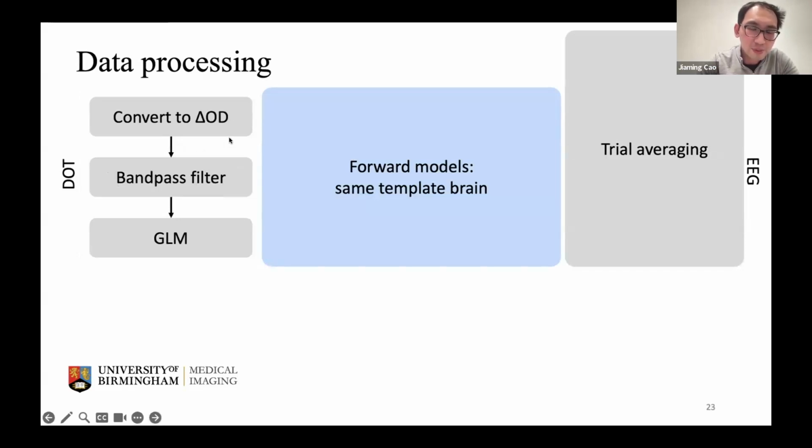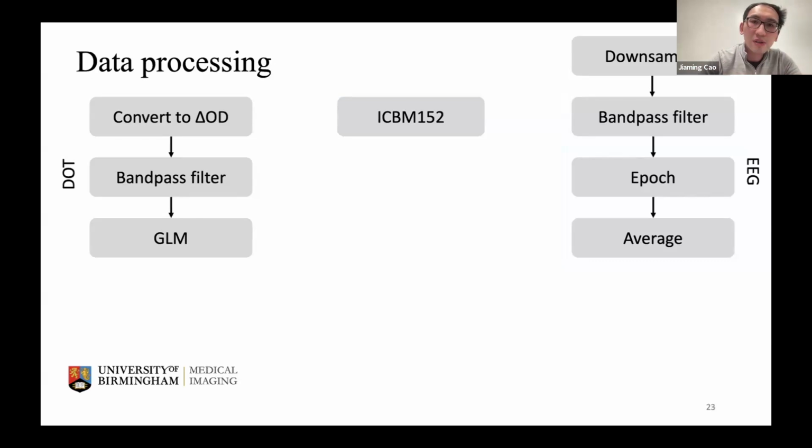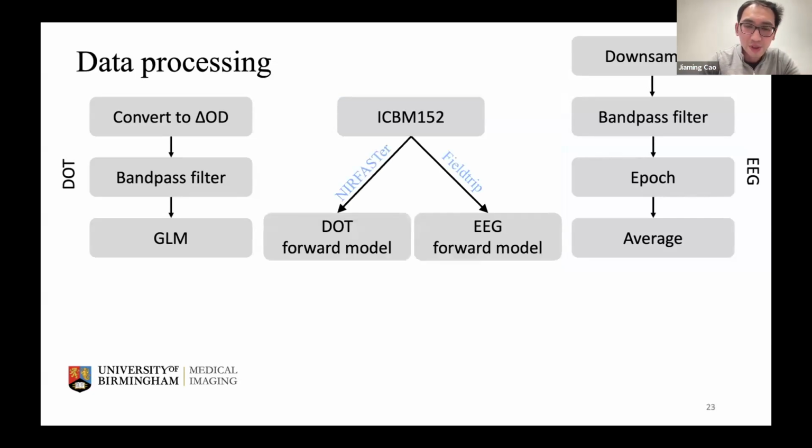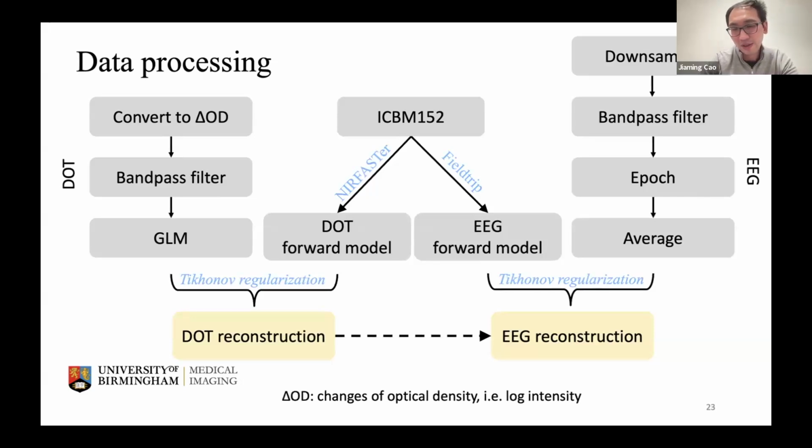We convert it to optical density changes, bandpass filter, and then we have this GLM model. EEG is a very similar standard procedure where we do this epoch averaging. So the results that we present will be on an averaged epoch that contains one left and one right checkerboard position. And this forward model is constructed from this ICBM 152 brain atlas, and then we use NIRFASTer, which I will discuss later, and FieldTrip to construct the forward models for the two different modalities, respectively. And they're reconstructed using Tikhonov regularization. That's the baseline reconstruction. And the baseline, the classic reconstruction of DOT, will then be used as the spatial prior of the EEG reconstruction, in which case we'll move on to this REML formulation, or the hierarchical Bayesian.